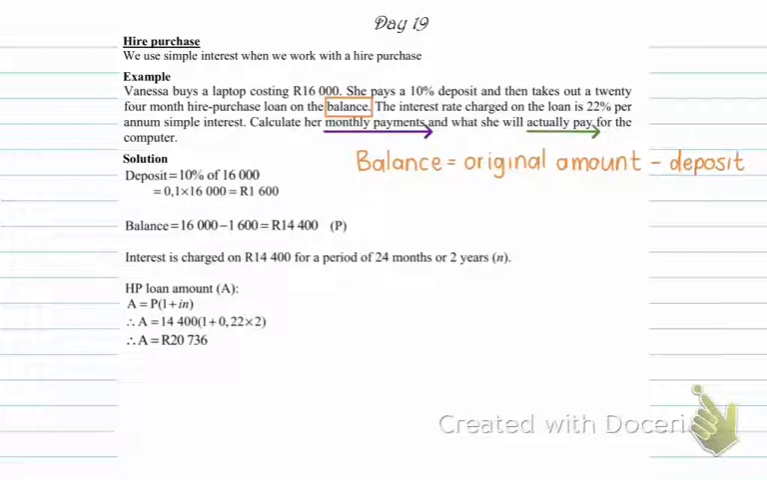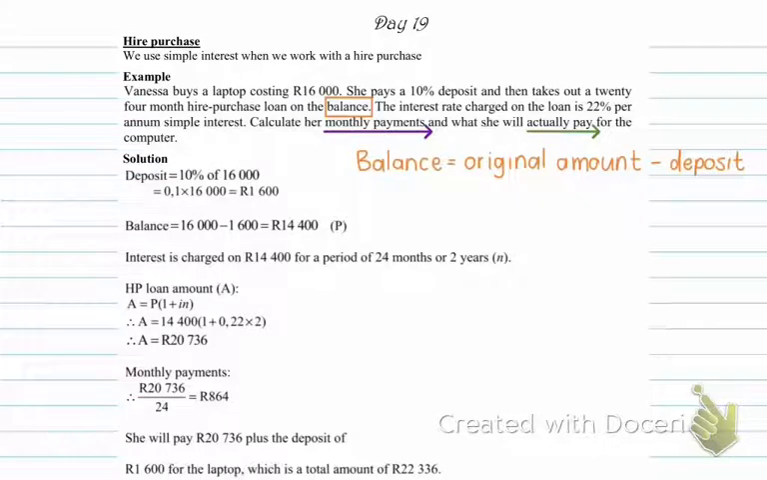But the question was, what will her monthly payment be? So then we're going to take the value of A and divide it by 24 months, and then you will get that she will pay 864 Rand per month. The second question was, what will she actually pay for this computer in total? Because remember she paid a deposit as well as this final amount of 20,736 Rand. So if you add those two amounts, you will get an answer of 22,336 Rand.